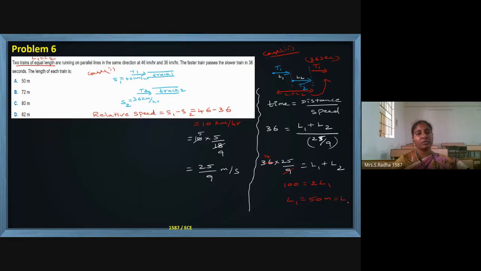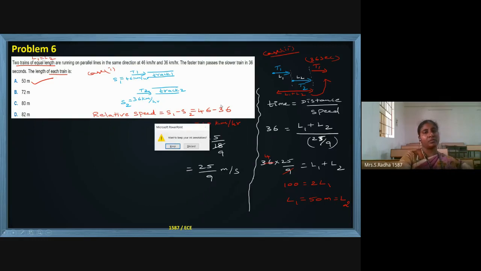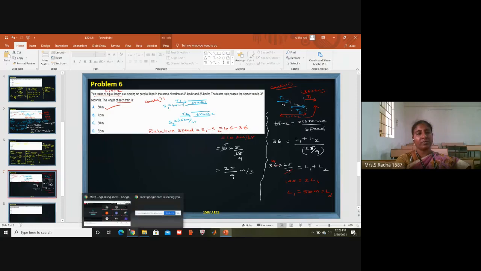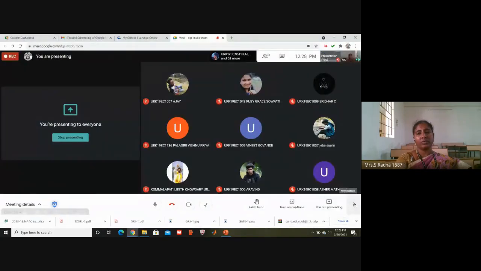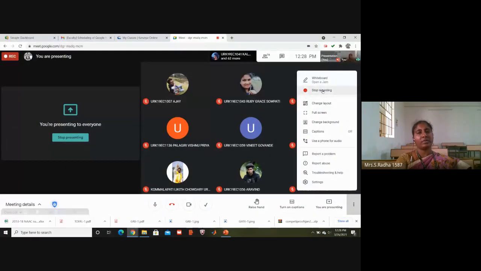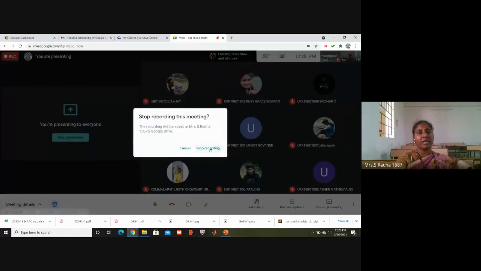Similarly, L2, the second train's length, is also 50 meters. They are asking the length of each train, so it is 50 meters. We have to understand everything as a story, so that if you draw the diagram slowly you will not have any confusion, and finally we will come up with the answer.